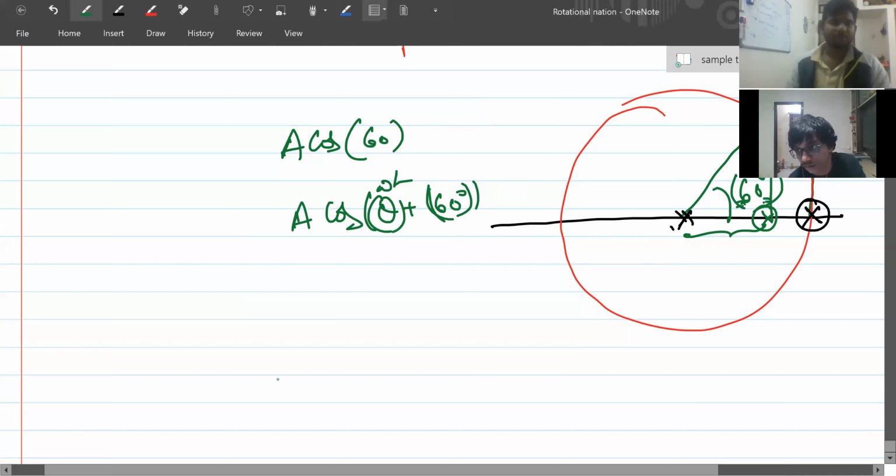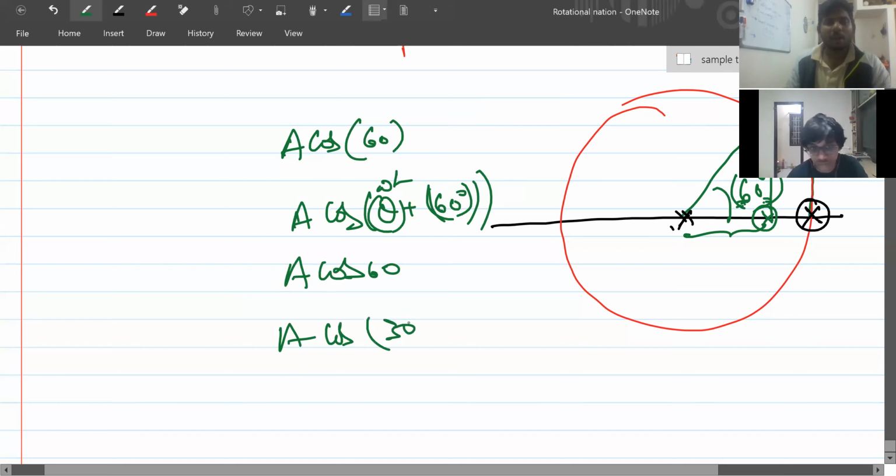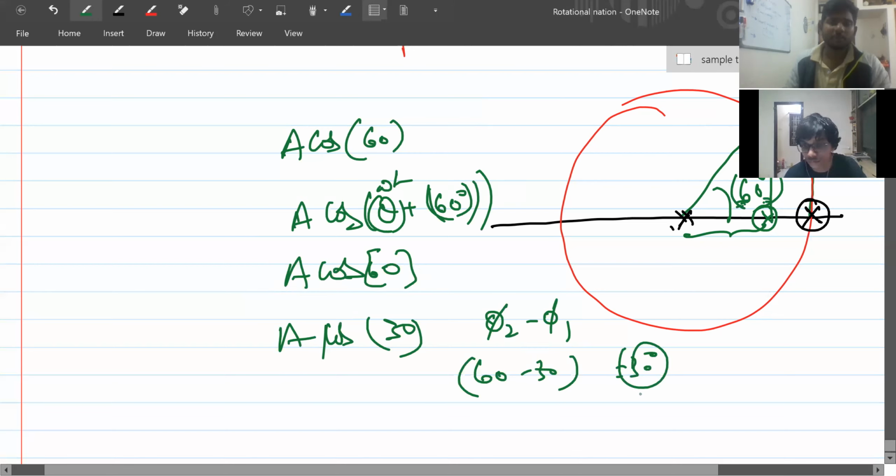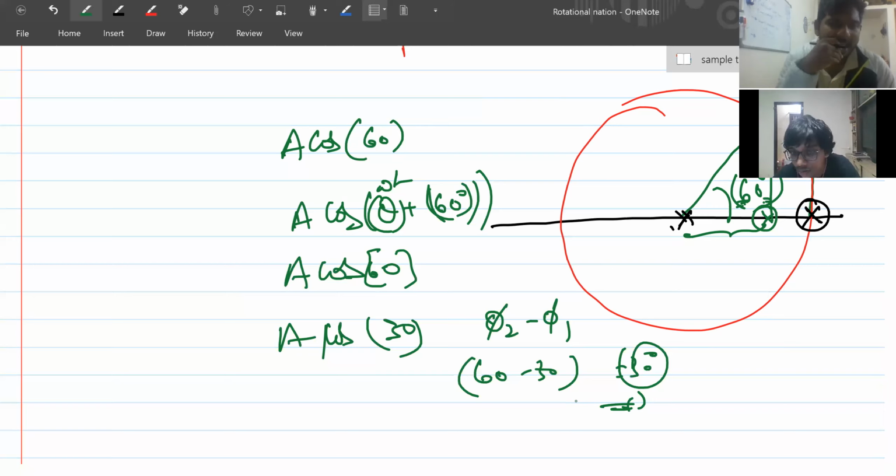So if suppose a particle is having A cos 60 and another particle is having A cos 30, what is the phase difference between both of them? This is phi 2 minus phi 1, that is 60 minus 30. The angle of 30 degrees is the phase difference between both of them. Are you getting this? It has traveled only 30 degrees, while the other has traveled 60 degrees ahead. That means 30 degrees is the phase difference between both of them.